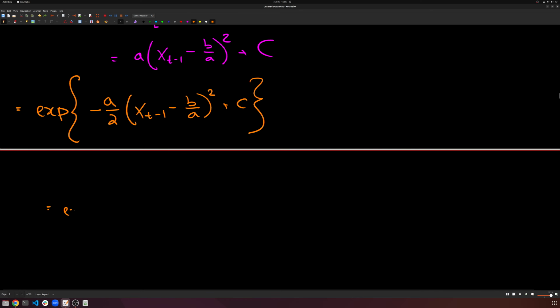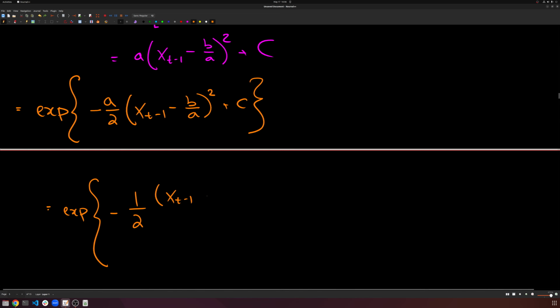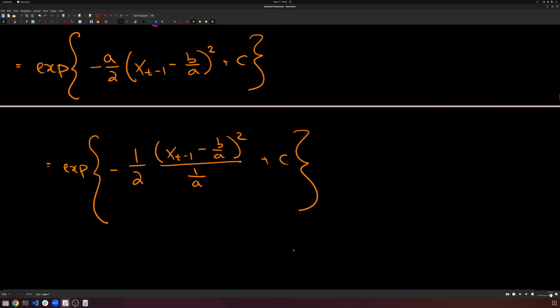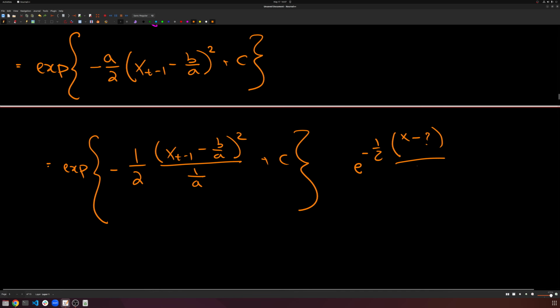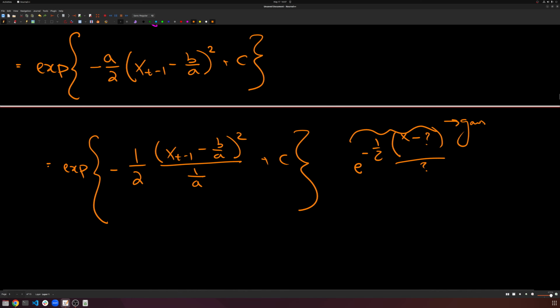Let's rewrite this in one other way. Instead of writing minus a over 2, let's write exp of minus 1 over 2, times (x_{t-1} minus b over a) squared over 1 over a. I took the a and just moved it to the denominator as 1 over a because it's the same thing. And we have the plus c, but again, that's fine. What does this look like? This is e to the power negative 1/2 times x minus something, divided by something. Well, this is exactly our Gaussian kernel. And there's a square here, of course.